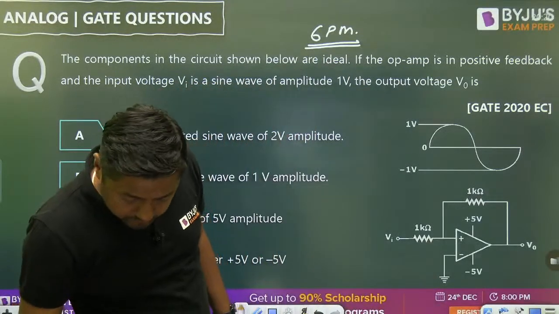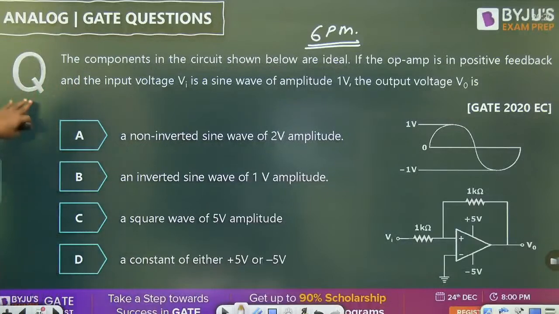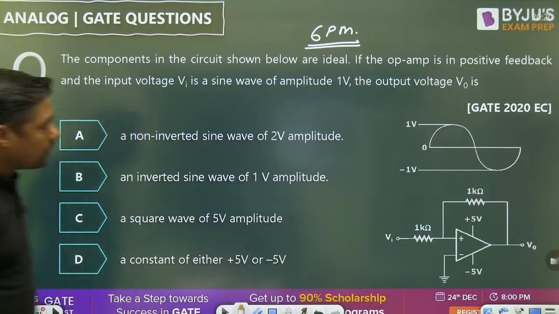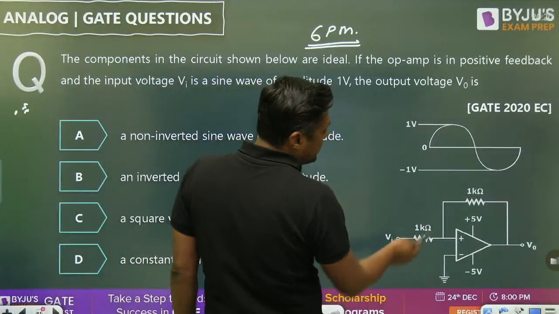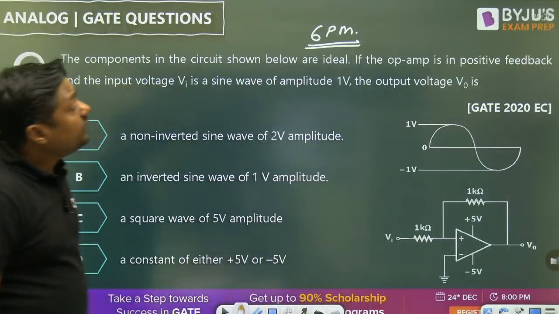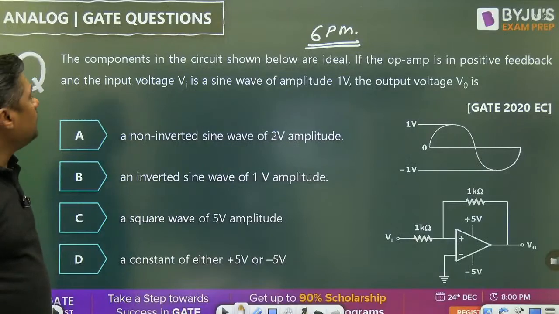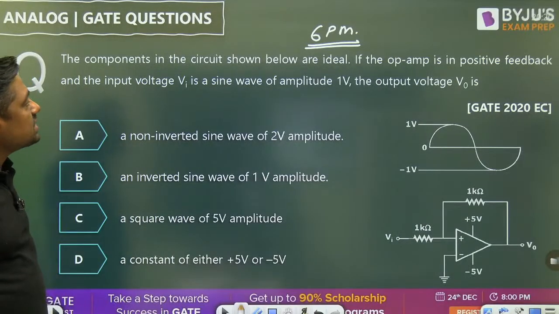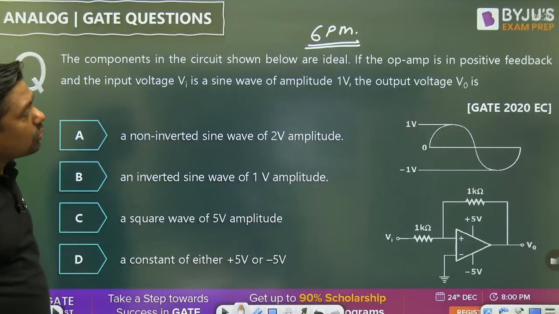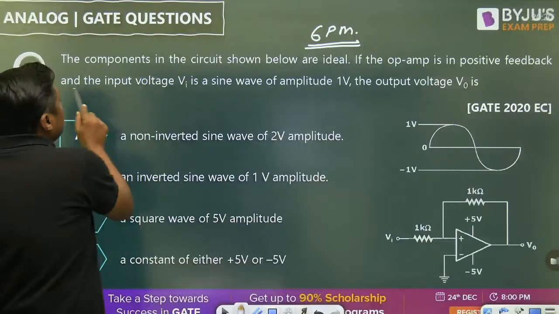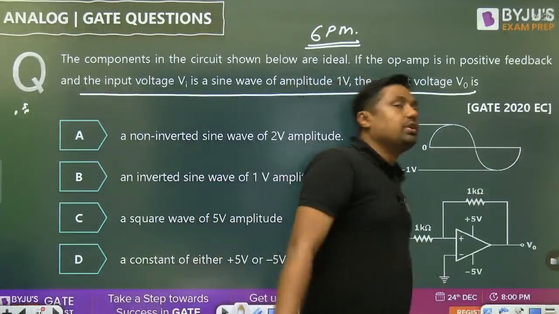Last question. The components in the circuit shown below are ideal. Operational amplifier is ideal, resistors are ideal, and so on. If the operational amplifier is in positive feedback and the input voltage Vi is a sine wave of amplitude 1 volt, the output voltage V0. This is the question from 2020.